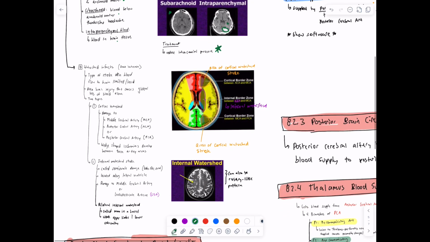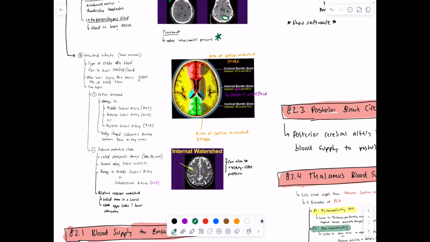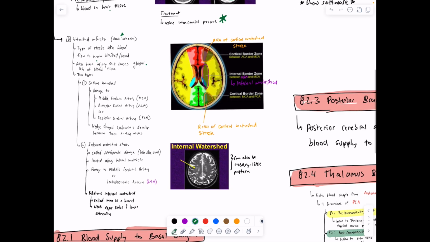All right, then we were told about watershed infarcts, and this is basically a type of stroke, and stroke again is, for whatever reason, loss of blood flow to an area. It's limited loss, and so you get brain ischemia, so loss of oxygen, and your brain cells die. Watershed infarcts are a type of brain injury that causes a global loss of blood flow, but it's definitely regional in the sense that you're going to have different areas.